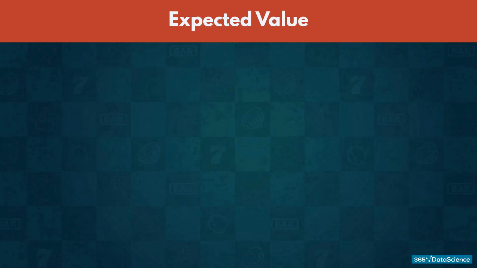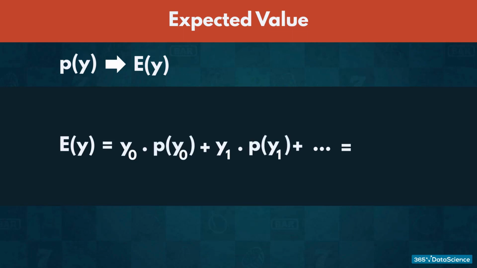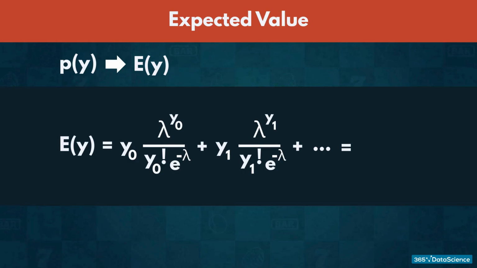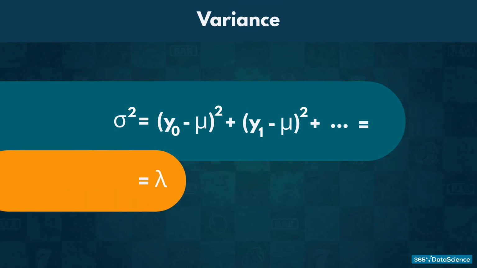So far, so good. Knowing the probability function, we can calculate the expected value. By definition, the expected value of y equals the sum of all the products of a distinct value in the sample space and its probability. By plugging in, we get this complicated expression. Eventually, we find that the expected value is simply lambda. Similarly, by applying the formulas we already know, the variance also ends up being equal to lambda.